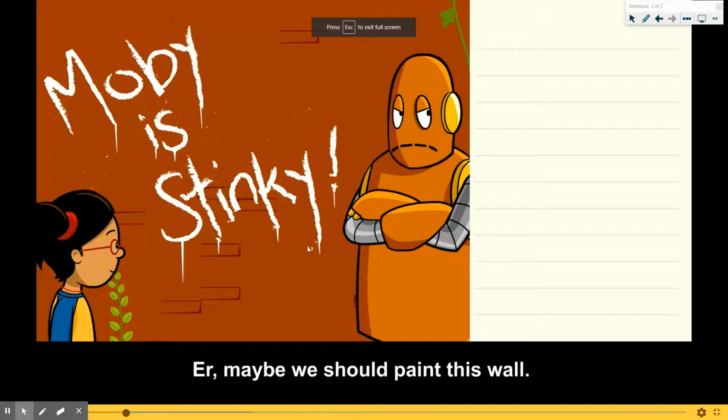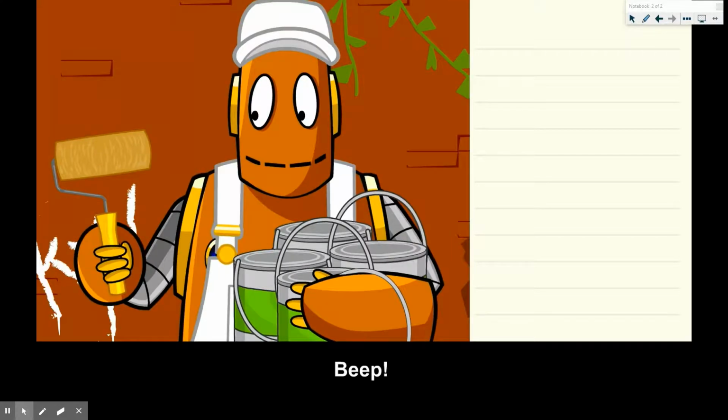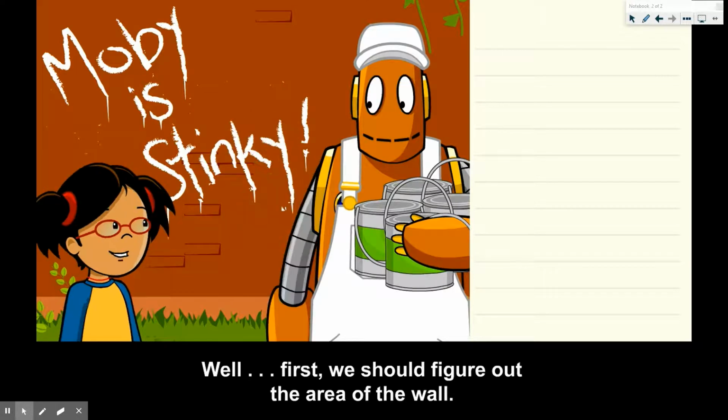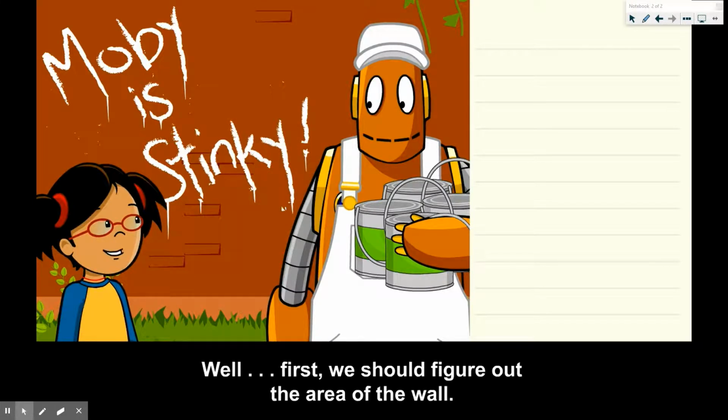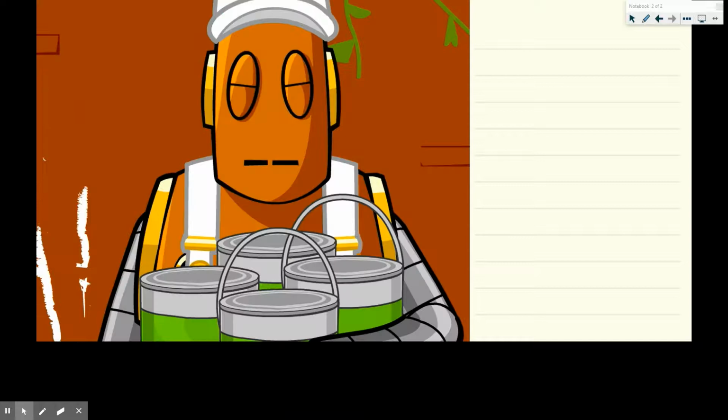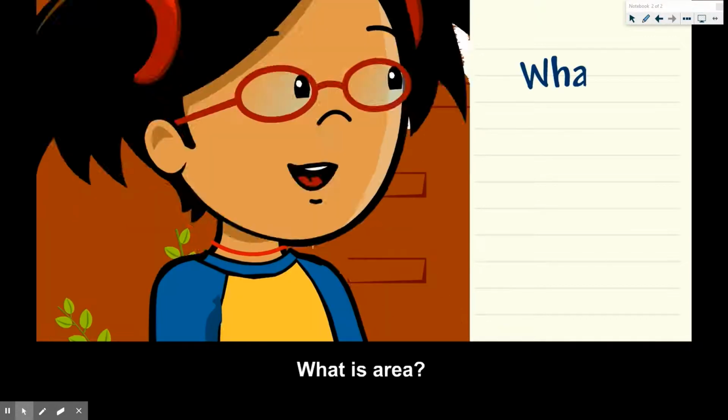Maybe we should paint this wall. Well, first, we should figure out the area of the wall. What is area?